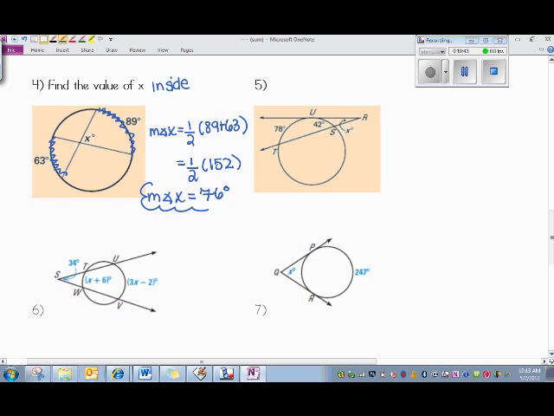Remember, always set up your equation. The angle is equal to, and then write your formula. If you don't, you will not get full credit on my test or on the Regents. You have to show your work, okay?